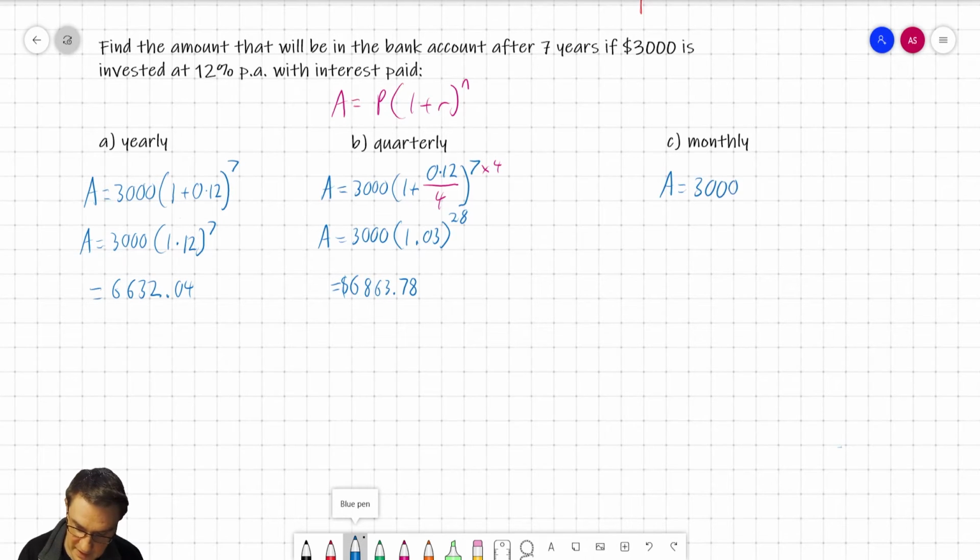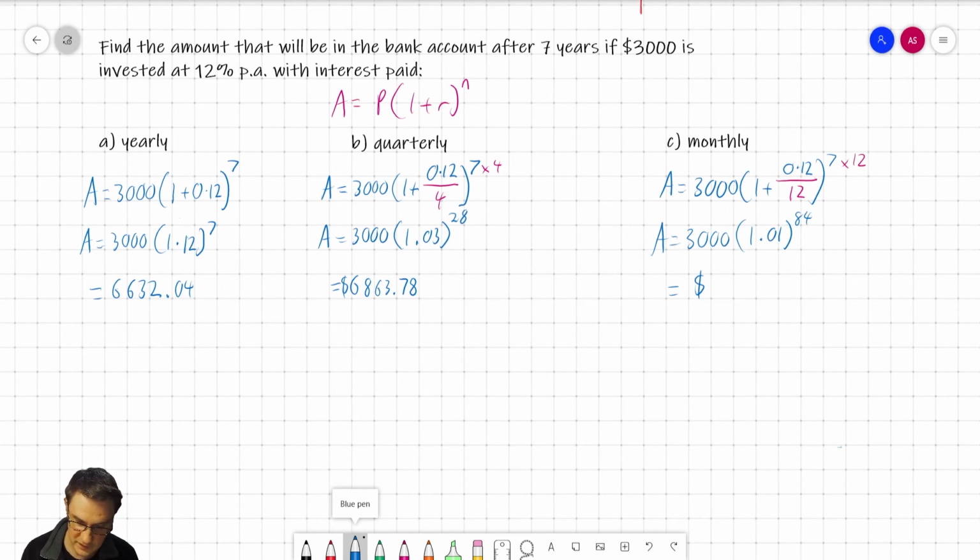Again, this is going to look largely the same, but we still have those changes to make to the interest rate. So in this case here, we're not going to divide by 4 this time, but by 12 for the 12 months in a year. And in addition to that, we're going to have 7, but then we're going to times that power by 12 as well. So now what we're going to have is 3,000 times 1.01 when the interest rate is divided by 12. And then we're going to have that to the power of 84.